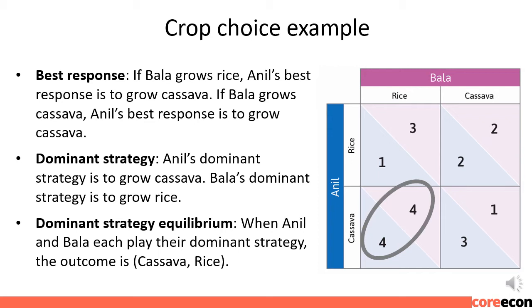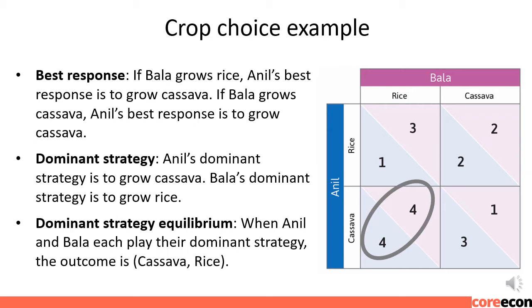Crop choice example. Best response. If Bala grows rice, Anil's best response is to grow cassava because if he plants rice, his payoff is 1, but if he plants cassava, his payoff is 4, and 4 is greater than 1. If Bala grows cassava, Anil's best response is to grow cassava because if he plants rice, his payoff is 2, but if he plants cassava, his payoff is 3, and 3 is greater than 2.